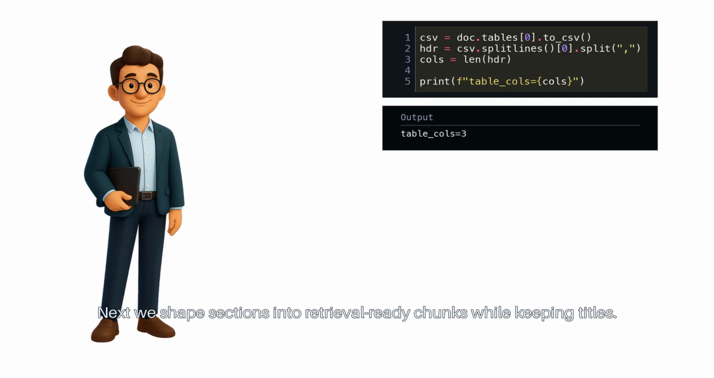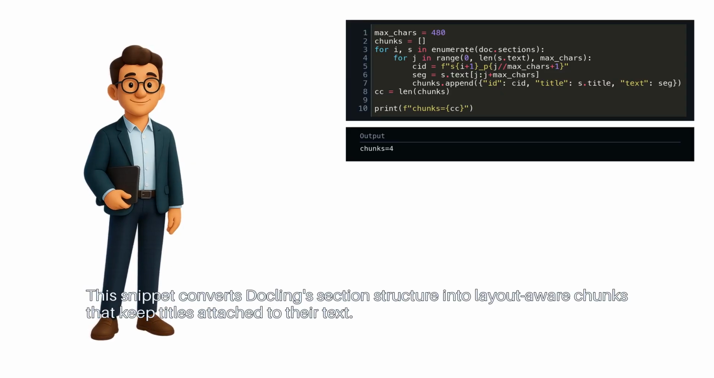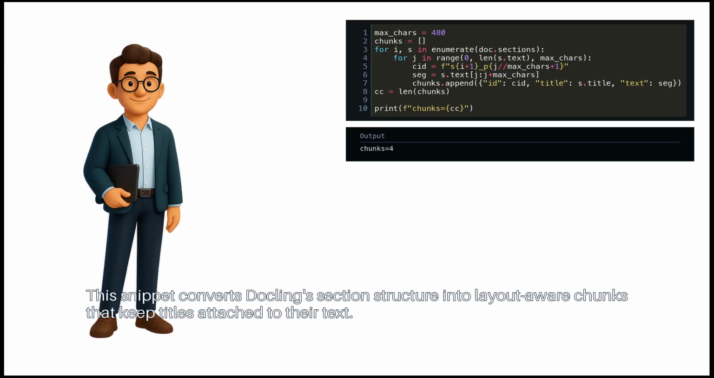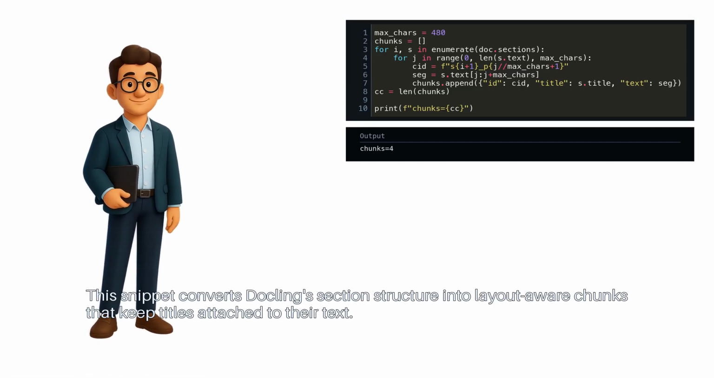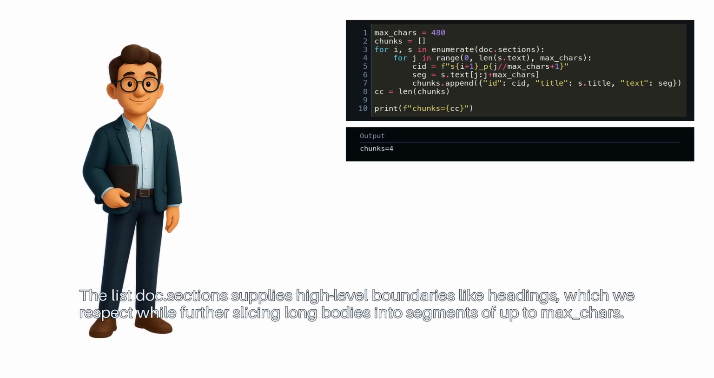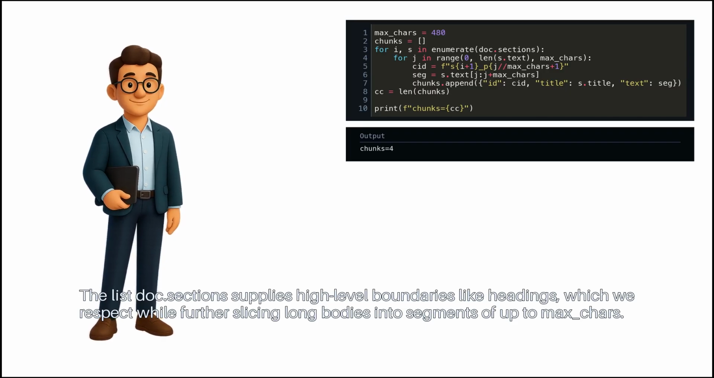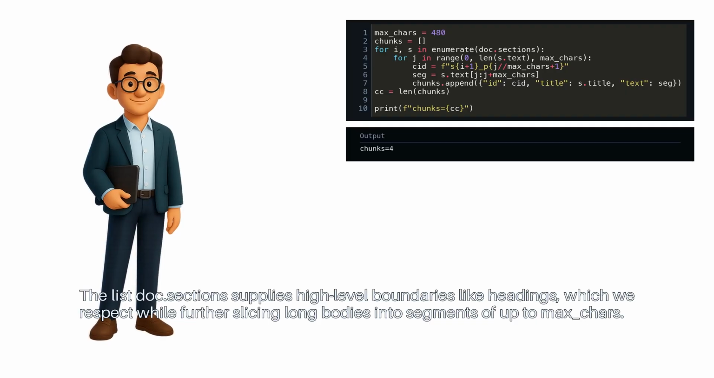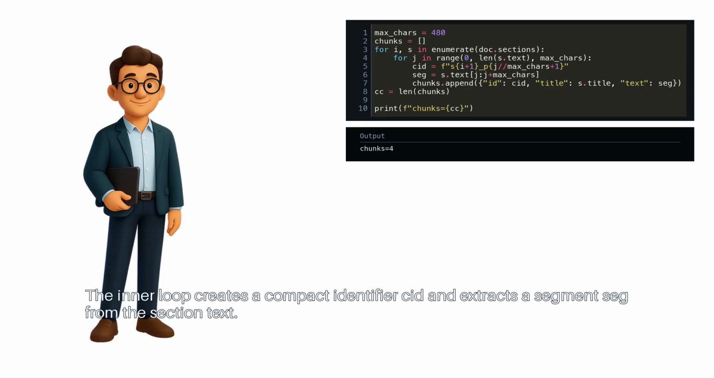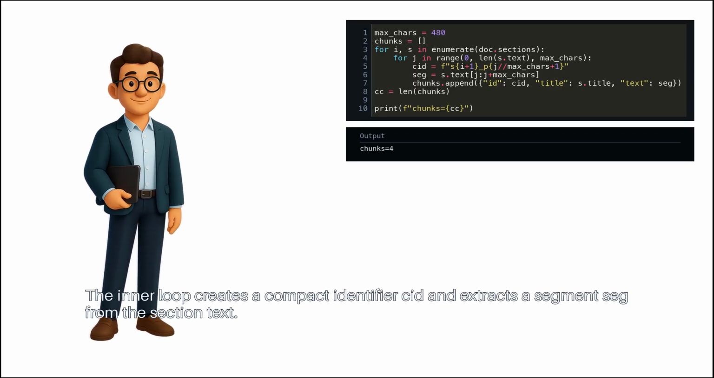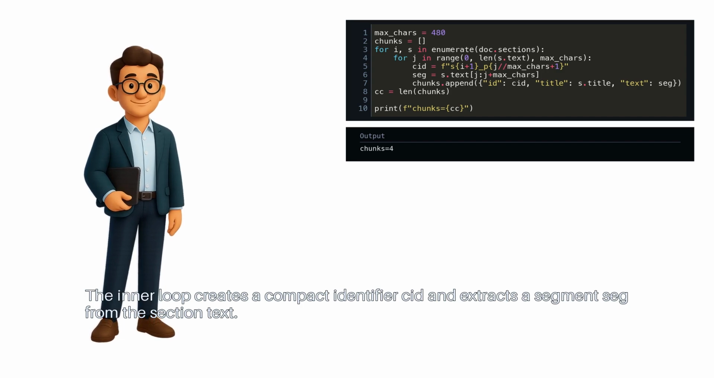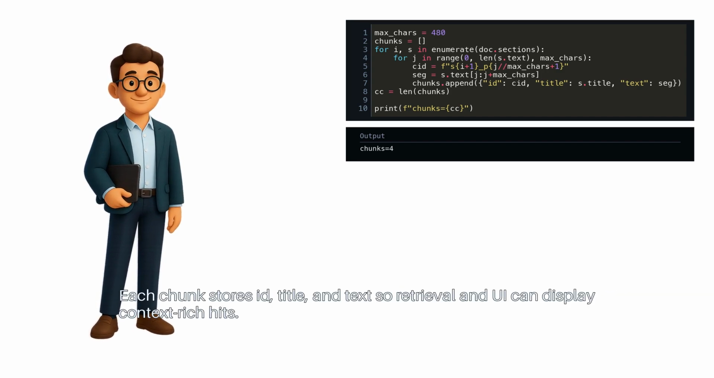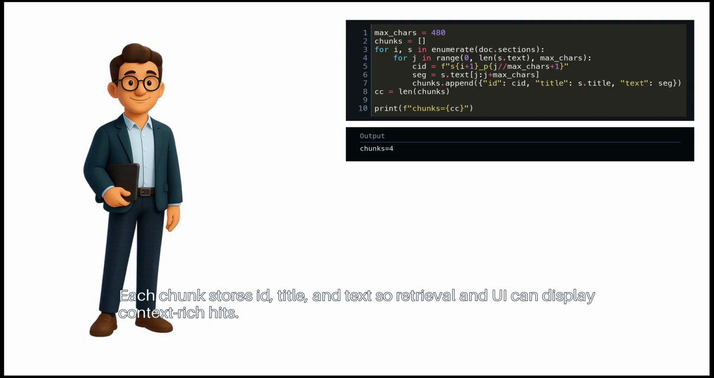Next, we shape sections into retrieval-ready chunks while keeping titles. This snippet converts Docling's section structure into layout-aware chunks that keep titles attached to their text. The list doc sections supplies high-level boundaries like headings, which we respect, while further slicing long bodies into segments of up to max chars. The inner loop creates a compact identifier CID and extracts a segment seg from the section text. Each chunk stores ID, title, and text, so retrieval and UI can display context-rich hits.